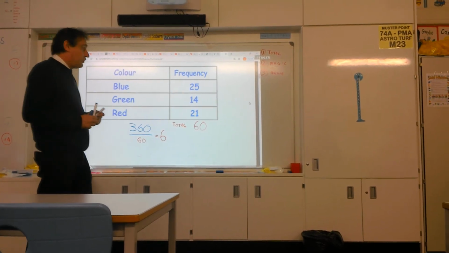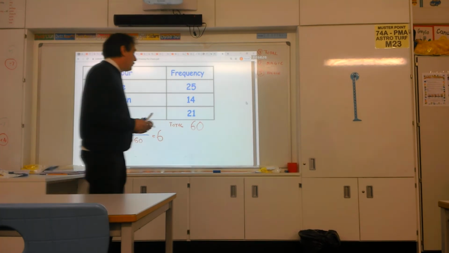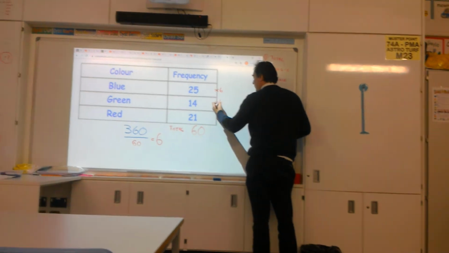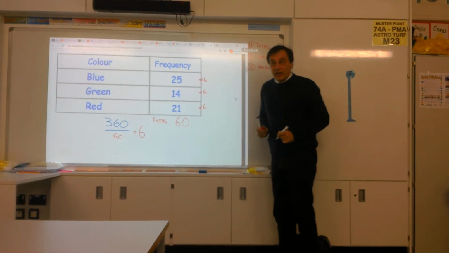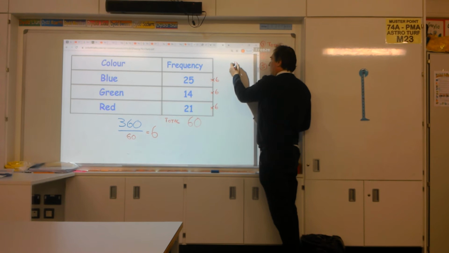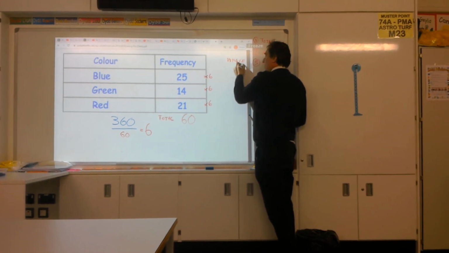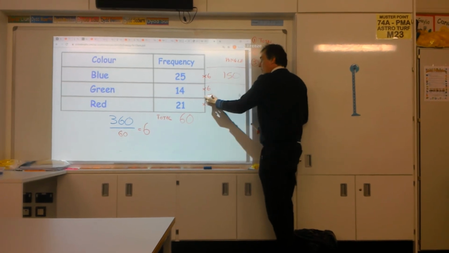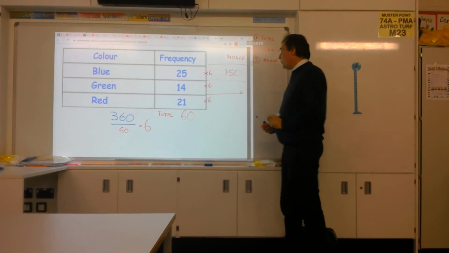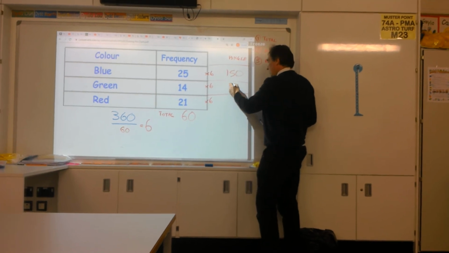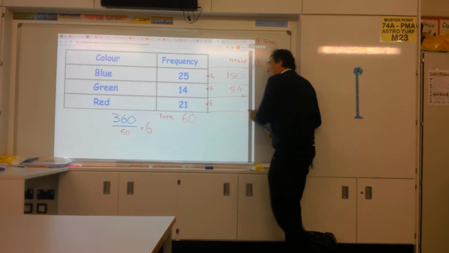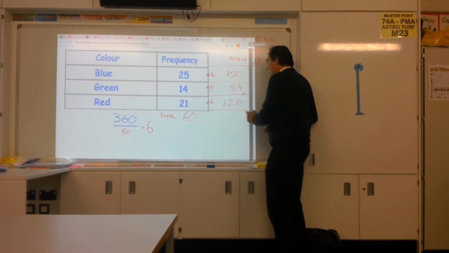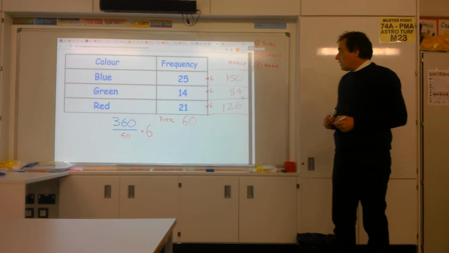Now we're going to use our magic number to work out the angles. We're going to multiply each of these frequencies by 6. So times by 6, times by 6, times by 6. And that will then give us, we could do a little column here, the angle. So 25 times 6 will give us 150. 14 times 6 gives us 84. And then 21 times 6 gives us 126. So these are my angles that are going to make the pie chart.